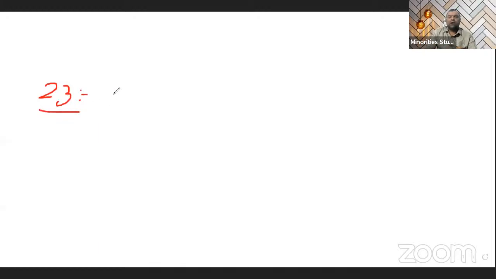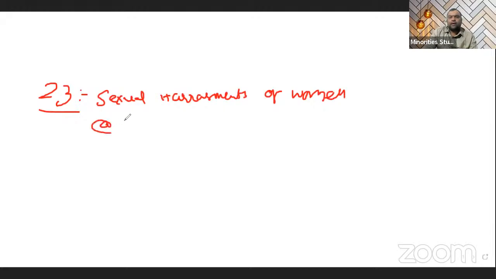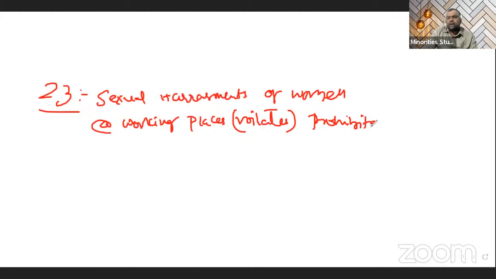Article 23 also says that sexual harassment of women at working places violates this article, and is prohibited. Whichever women are working in any working places, sexual harassment of women at working places is prohibited. Okay, are you able to understand?